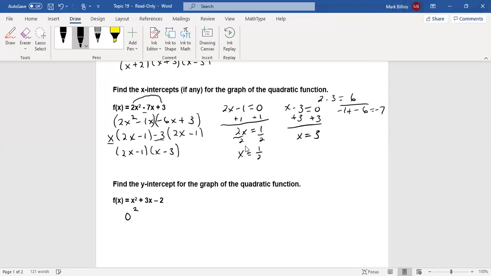So this becomes 0 squared plus 3 times 0 minus 2. So 0 squared and 3 times 0 are both 0. So we have 0 minus 2, and 0 minus 2 is minus 2. So the coordinates of our y-intercept, since we substitute 0 in for x, would be 0 and negative 2.